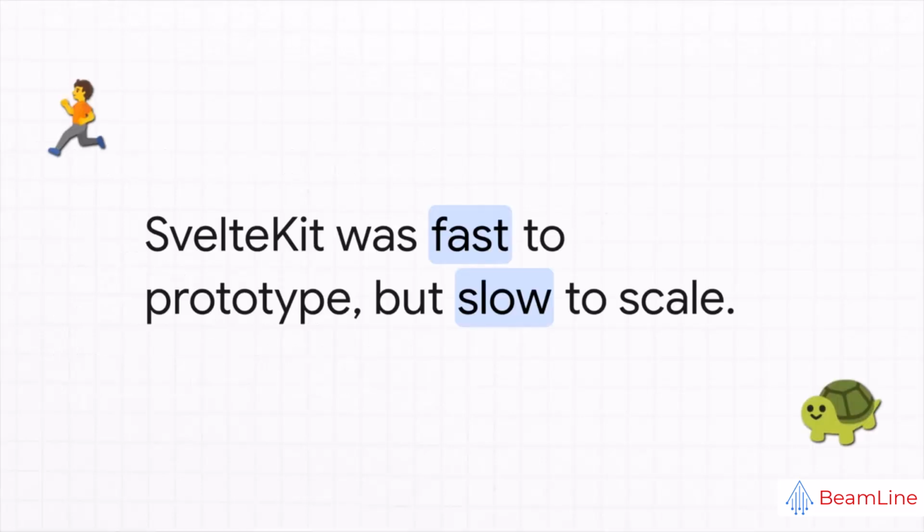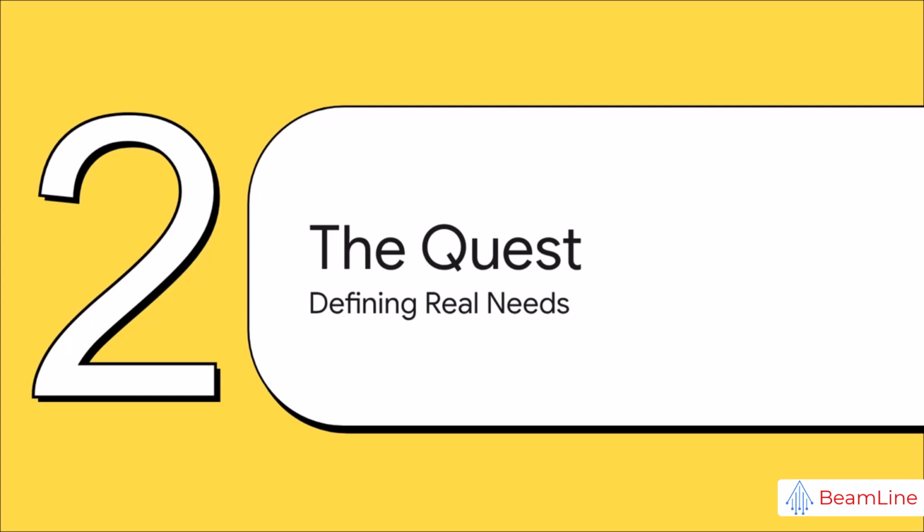So here's the kicker. The very thing that made SvelteKit so awesome for getting started, all that flexibility, ended up being the biggest source of friction as the project grew. The whole development process just got slower, and worse, totally unpredictable. So all that frustration sparked a whole new search. But this time, the developer wasn't looking for the fastest framework. Nope. They were looking for the most predictable one.